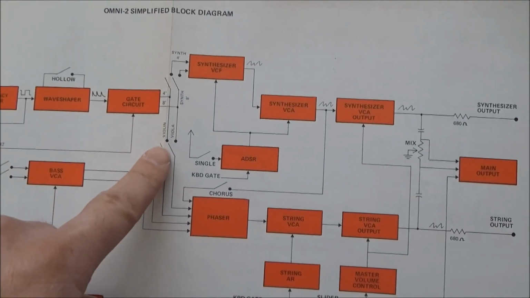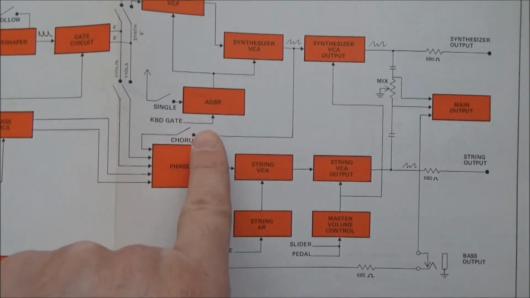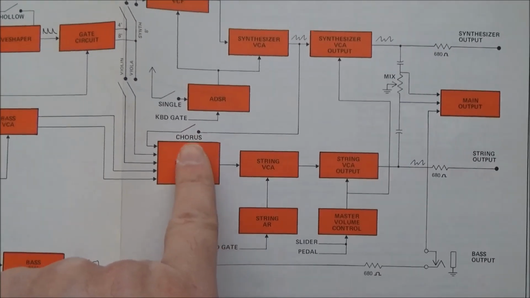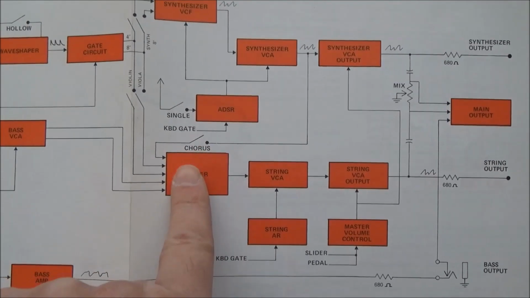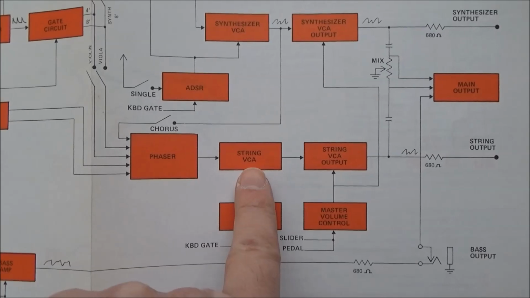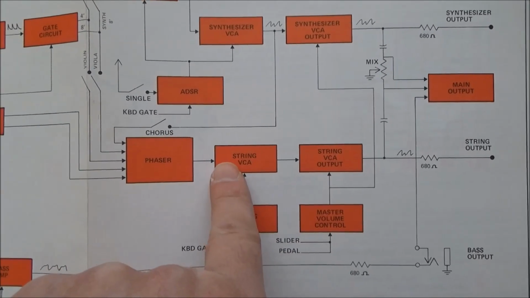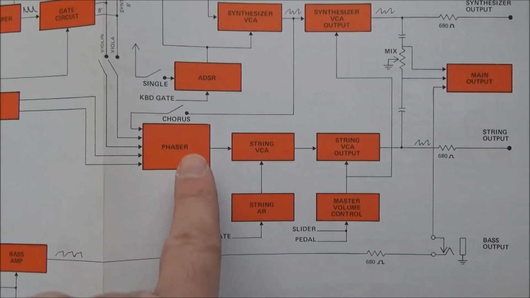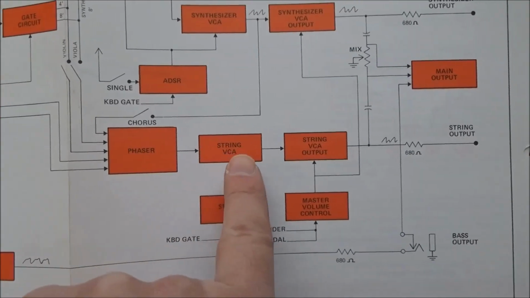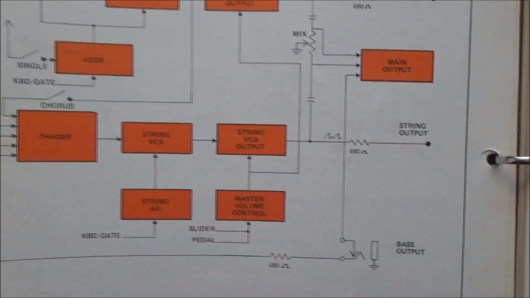Coming through this switch, the next thing it goes into is the phaser. The phaser is also used for the chorus effect on the synthesizer, which we didn't test out, but we could do that in a moment. And the next thing is the string VCA. So maybe let's look at the input to the string VCA and see if we have noise here, and then we'll narrow it down to either the phaser or the string VCA or the output stage of the string VCA.